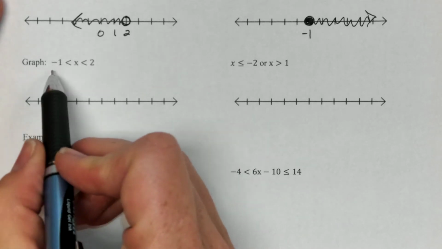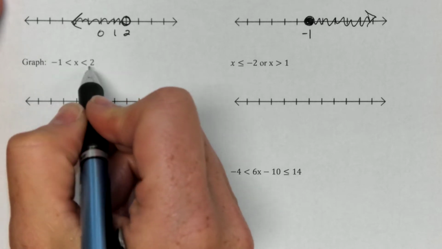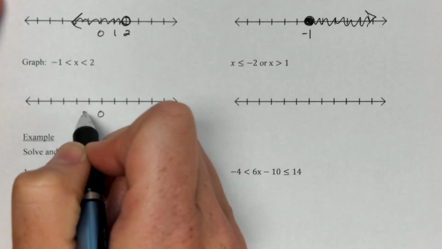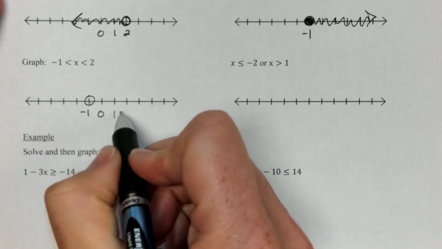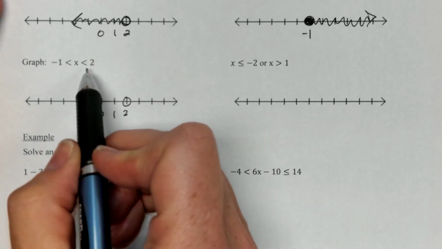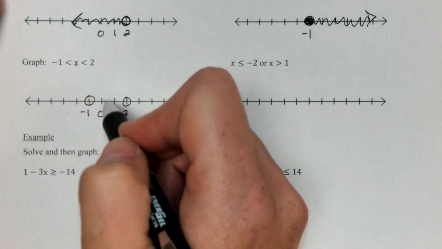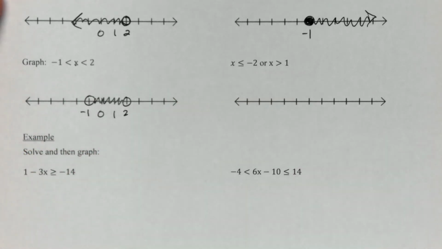Then we've got kind of this compound statement where we've got numbers on both ends of the x's, and we need to graph both of these numbers. So I'll throw a 0 on there, and we'll do -1, and then we'll do 2. And both of them have open circles because they are just less thans, they are not equal to's. And then I want all of the x's that are between them, so this is where I want to shade.